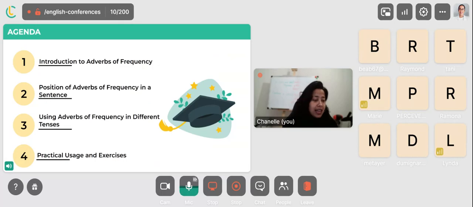Tonight's conference has 4 parts. We are going to have an introduction to the adverbs of frequency. We will look at their position in a sentence. We'll then look at using adverbs of frequency in different tenses. And for the last part of our conference, the practical usage and exercises. Let's begin.